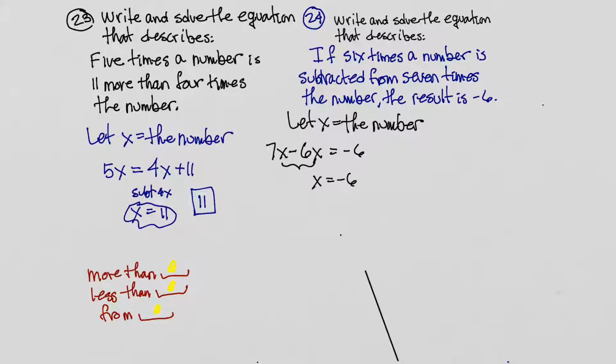Now, really, we're close, but the question is, what is the number? So the number is not x equals negative 6, but rather the number is negative 6.